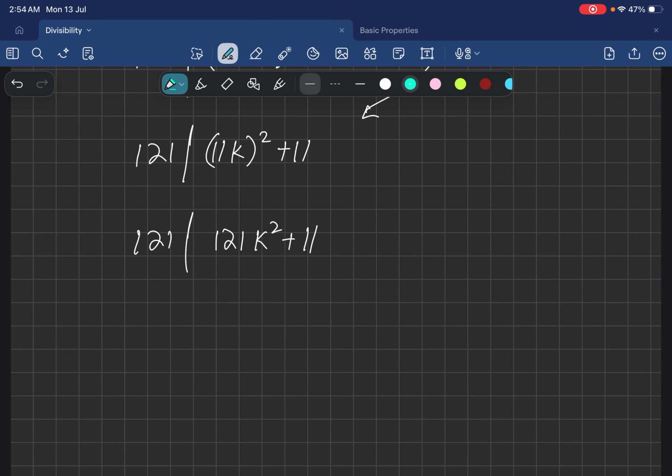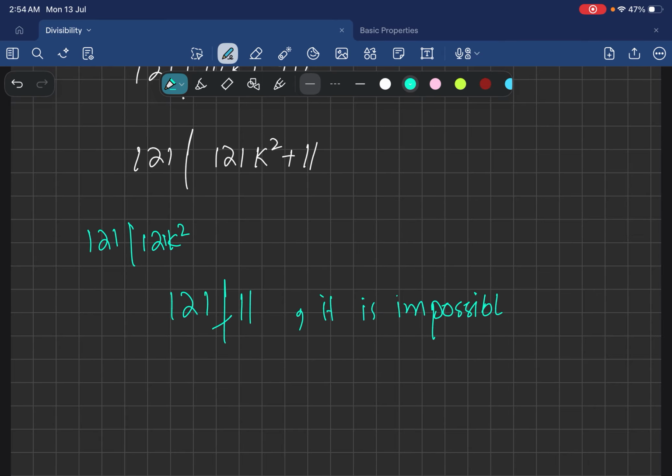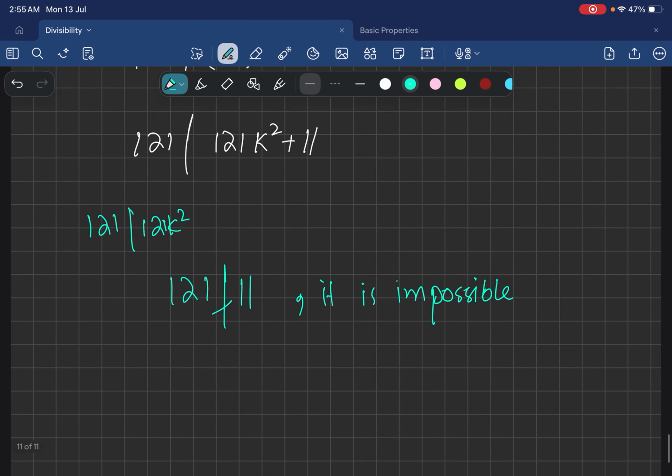We can prove it by two methods. 121 will always divide 121k square, right? Because you have got 121 here as a factor, so it will divide. So we can use the subtraction property and you will get that 121 divides 11, but it is impossible. A greater number cannot divide a smaller number, it is impossible.